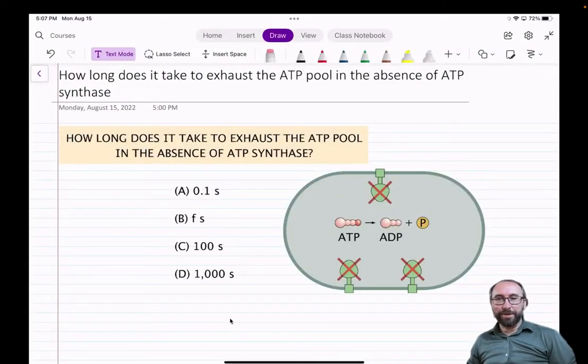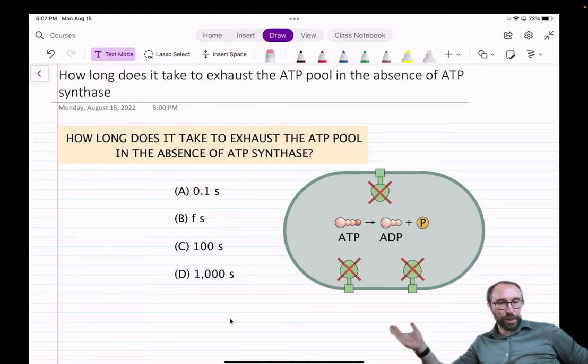All right, our next estimate, or our next question in the physical biology exam is, how long does it take to exhaust the ATP pool in the absence of ATP synthase, let's say in E. coli? Okay, and so to know this, we need to know two things. First, what's the rate of consumption, which we calculated recently, and also how much ATP do I have?